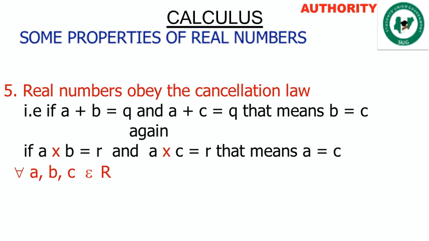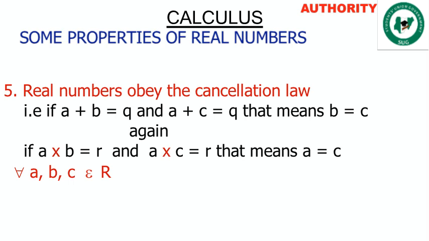Now we say for all A, B, C are real. Or we say for all A, B, C exist in real numbers. You get it? That is it. Okay, let's continue.